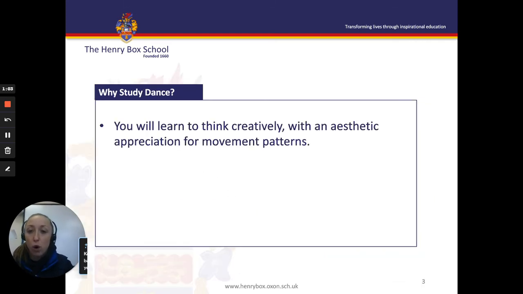So why should you study dance? If you're quite practically minded, then dance might be something for you to consider. It is a very practical subject. Obviously, there's a lot of performing in front of other people, and a lot of performing within lessons, so doing dances, practicing dances, that type of thing. You will learn to think creatively with an aesthetic appreciation for movement patterns.